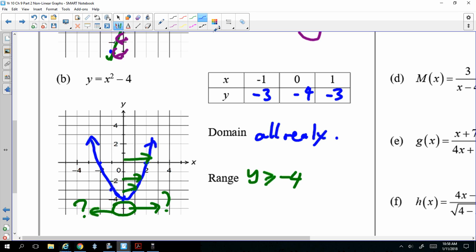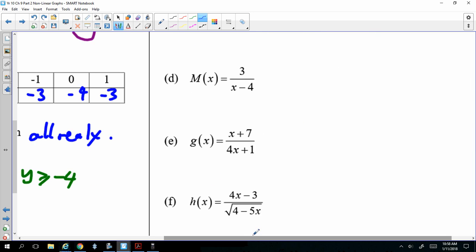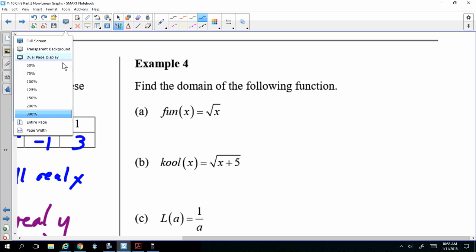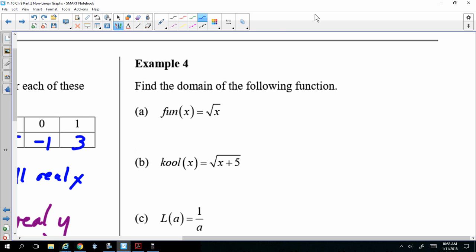Okay, as you can see, function notation is not limited to letters. It could be a word like fun, right? You can call the function fun. Fun of x is root x. So if I go fun of 4, it means square root of 4. And fun of 4 means 2. Okay, so you can name it anything.